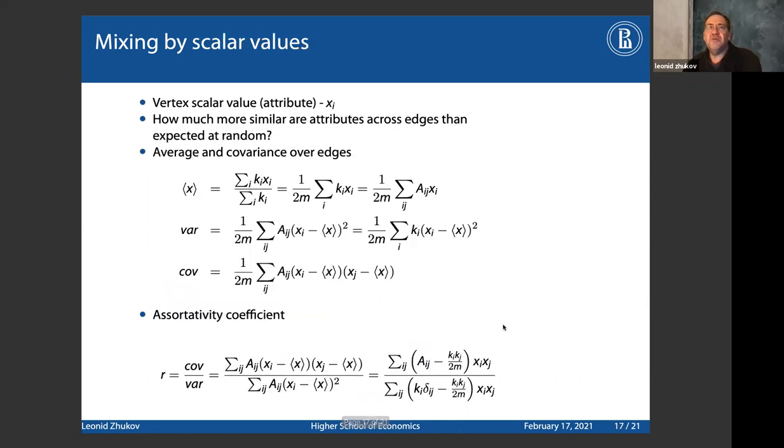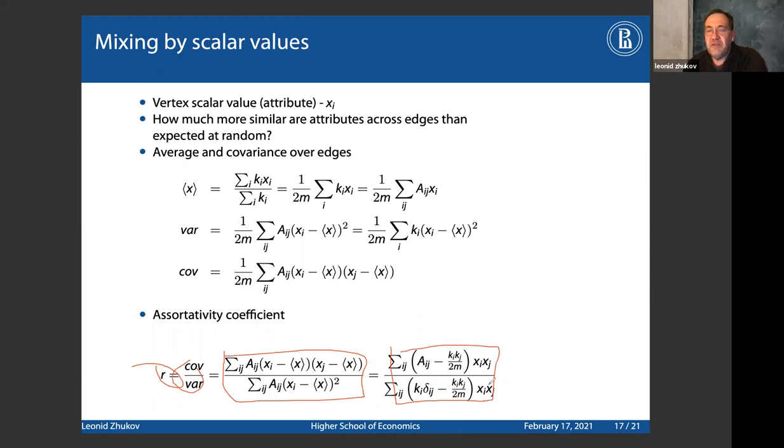Now, if the attributes are scalar numbers, and a scalar number can be, for example, age or income, or any other number, then it is easier. Then we just literally look again at the correlation, the same way as we did when we calculated correlation for node degrees. But if it's not node degree but, say, age or income, you do it exactly the same way. You introduce this assortativity coefficient as the ratio of covariance to variance. So it's the same Pearson correlation coefficient, right?